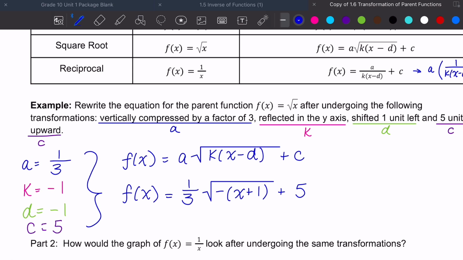Was this okay how I just inserted it into the equation? Yeah? Can we put it away? Thank you. Is this okay?